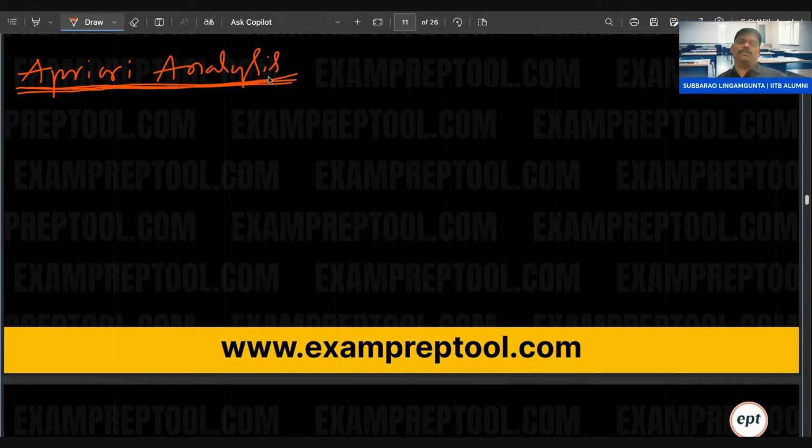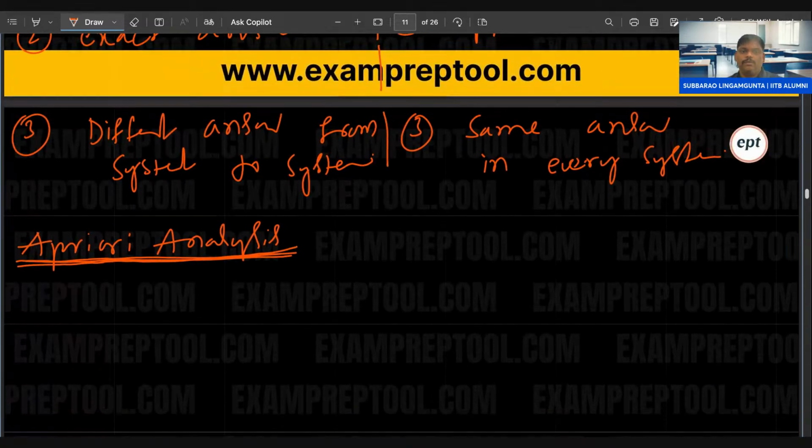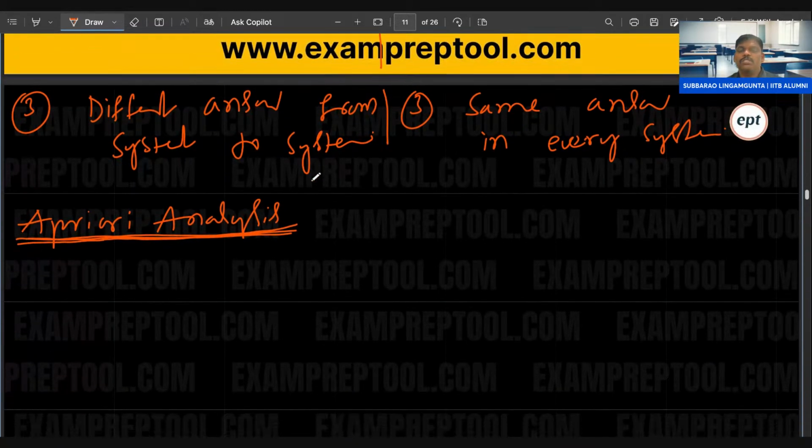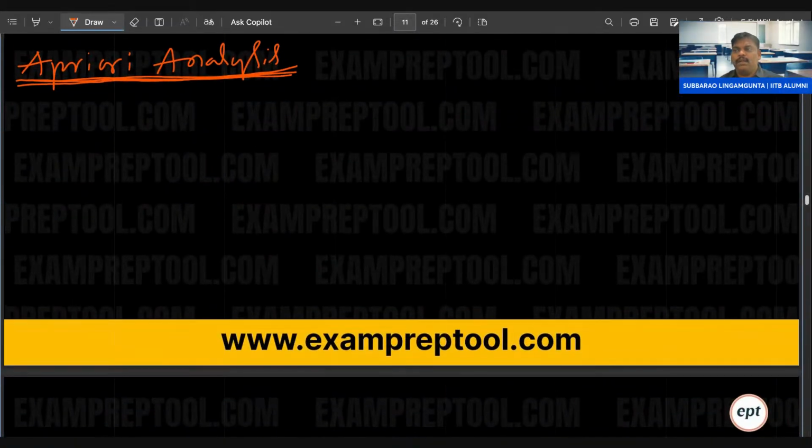Priori analysis. Be careful. It gives a different answer from system to system, but the same answer in every system, right? So be careful, priori analysis. Remember, it is independent analysis. The total software industry follows priori analysis only.